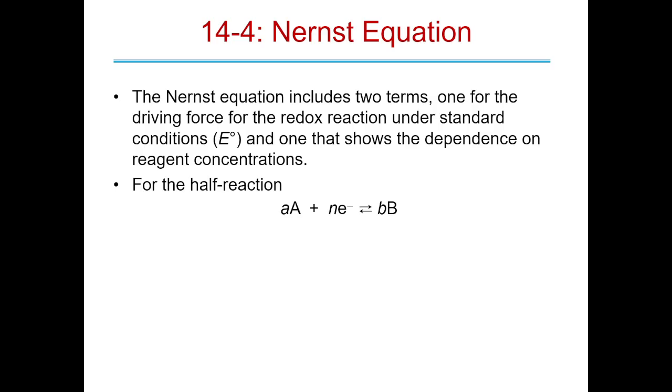So the Nernst equation is going to include 2 terms, one for the driving force of the redox reaction under standard conditions, which is your E naught term, and one that will show the dependence on the reagent concentrations. Remember, we had unity for all our activities for the standard, right? And as we know from Gen Chem 2 and biochemistry, if you've taken it, you remember that we can have something called a concentration cell, right? In fact, that's how life works. We get all the H pluses in one area, and that drives an energy difference, right? That's literally a concentration cell.